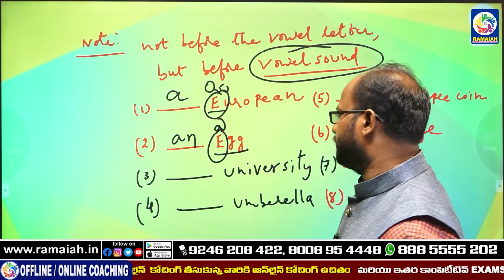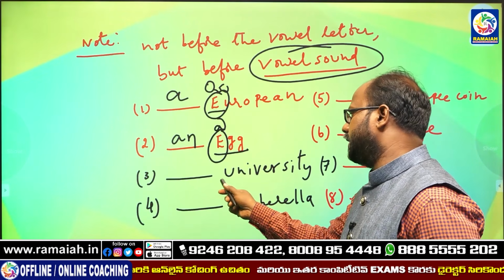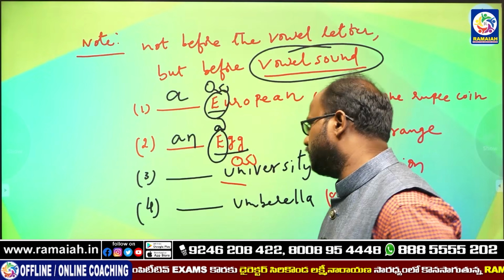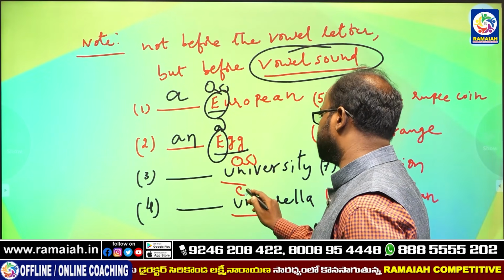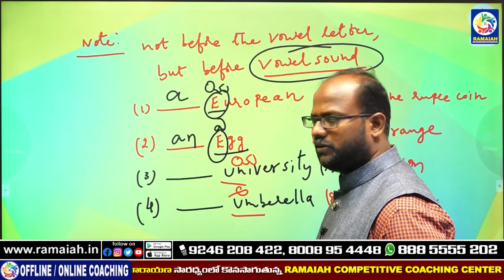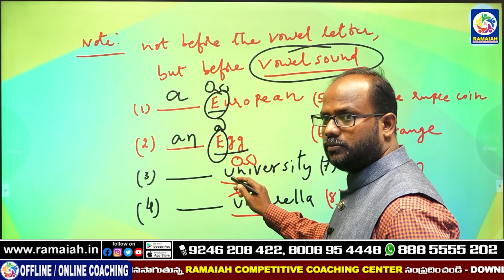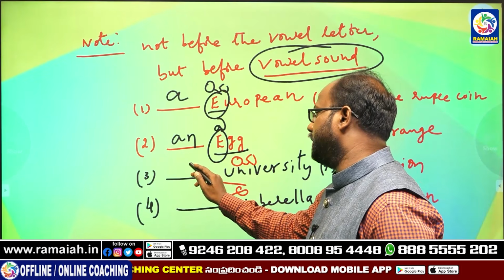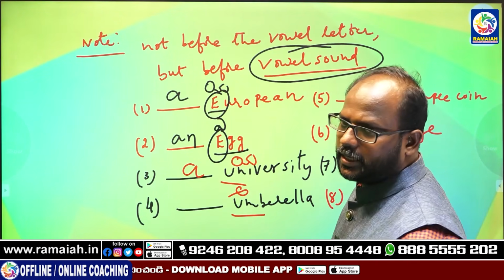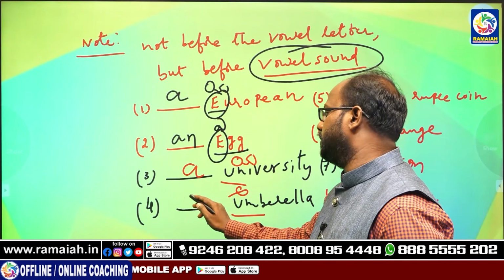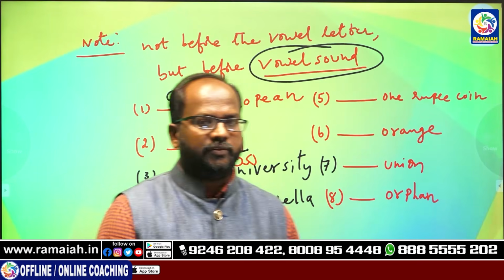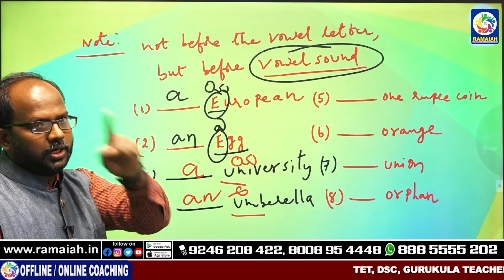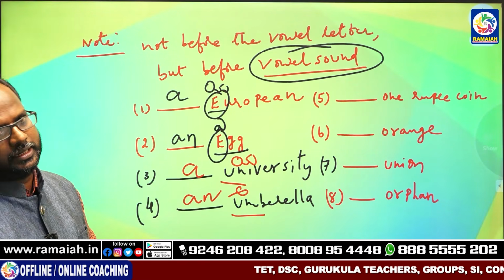Come to the third and fourth examples. University, sound is yu. Umbrella, uh sound. Same letter in both the words, U. But here, the letter U gives the consonant sound, a university. But here the letter U gives a vowel sound, an umbrella. Right? Have you identified the difference? Not the letter, but the sound. Look at the sound. Don't look at the letter.